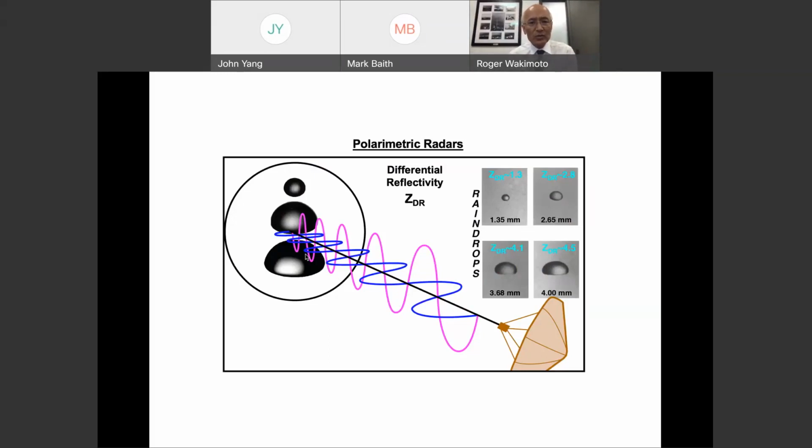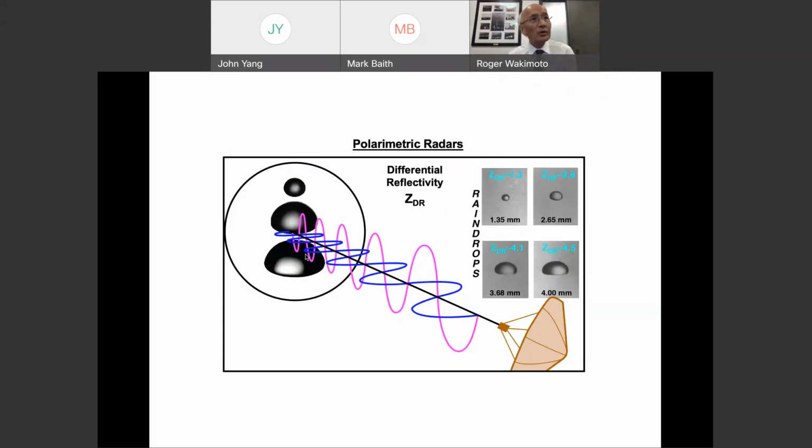This schematic illustrates what it tells you for precipitation particles or raindrops. We know that small raindrops are basically spherical. Well, if they're spherical, you should get the same return horizontally and vertically polarized. You take the ratio of that, that's 1, and then 10 log of 1 is 0. So if you know there's precipitation particles out there and your ZDR is 0, then you can be pretty much sure that it's small raindrops.